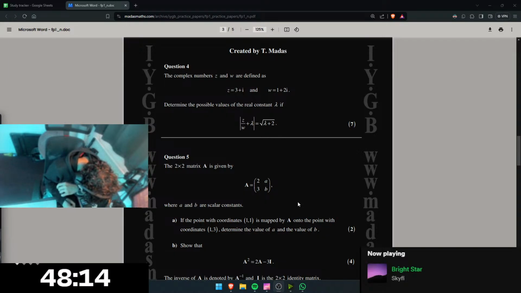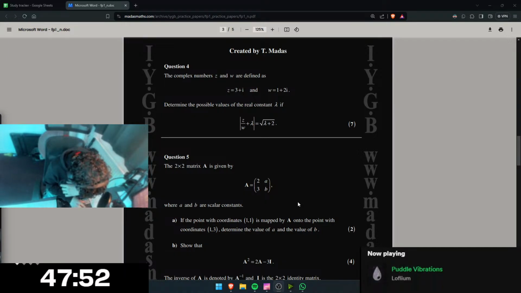3 plus i over 1 plus 2i. Let's evaluate this. 3 plus i over 1 plus 2i equals 1 minus i. My calculator is bugging. If I square my answer, you get minus 2i.